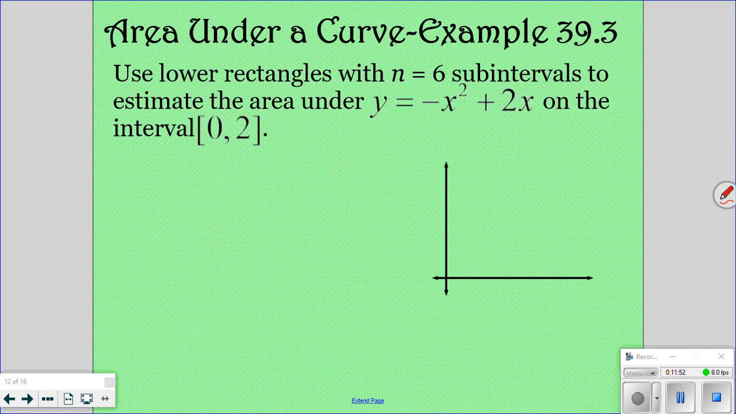Alright, so we want to use lower rectangles where our n equals 6 for the equation negative x squared plus 2x on the interval from 0 to 2. So on this one, I'm going to factor it, and I'm going to factor out a negative x, and so that's going to leave me with x minus 2. And so that means that I'm going to have a 0 at 0 and a 0 at 2. And it's a parabola.